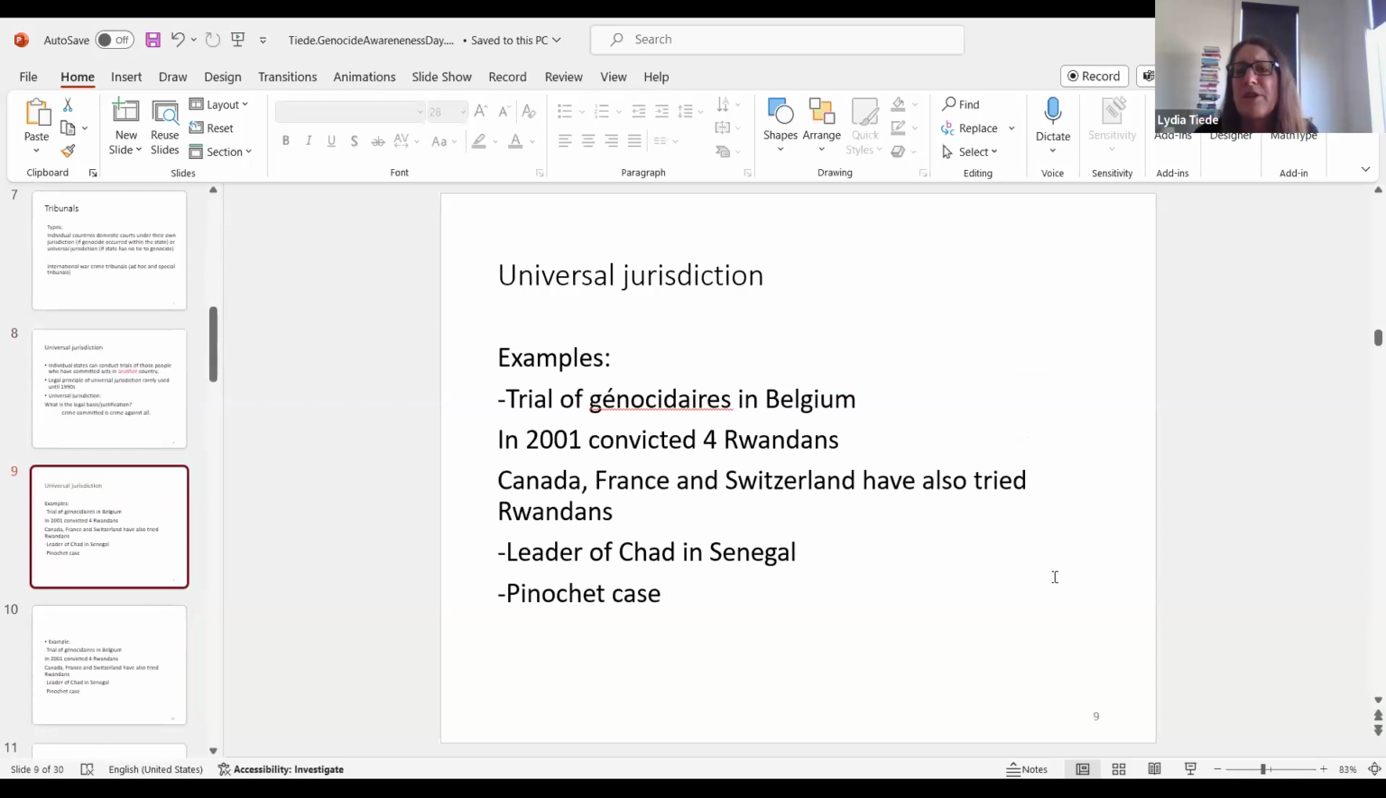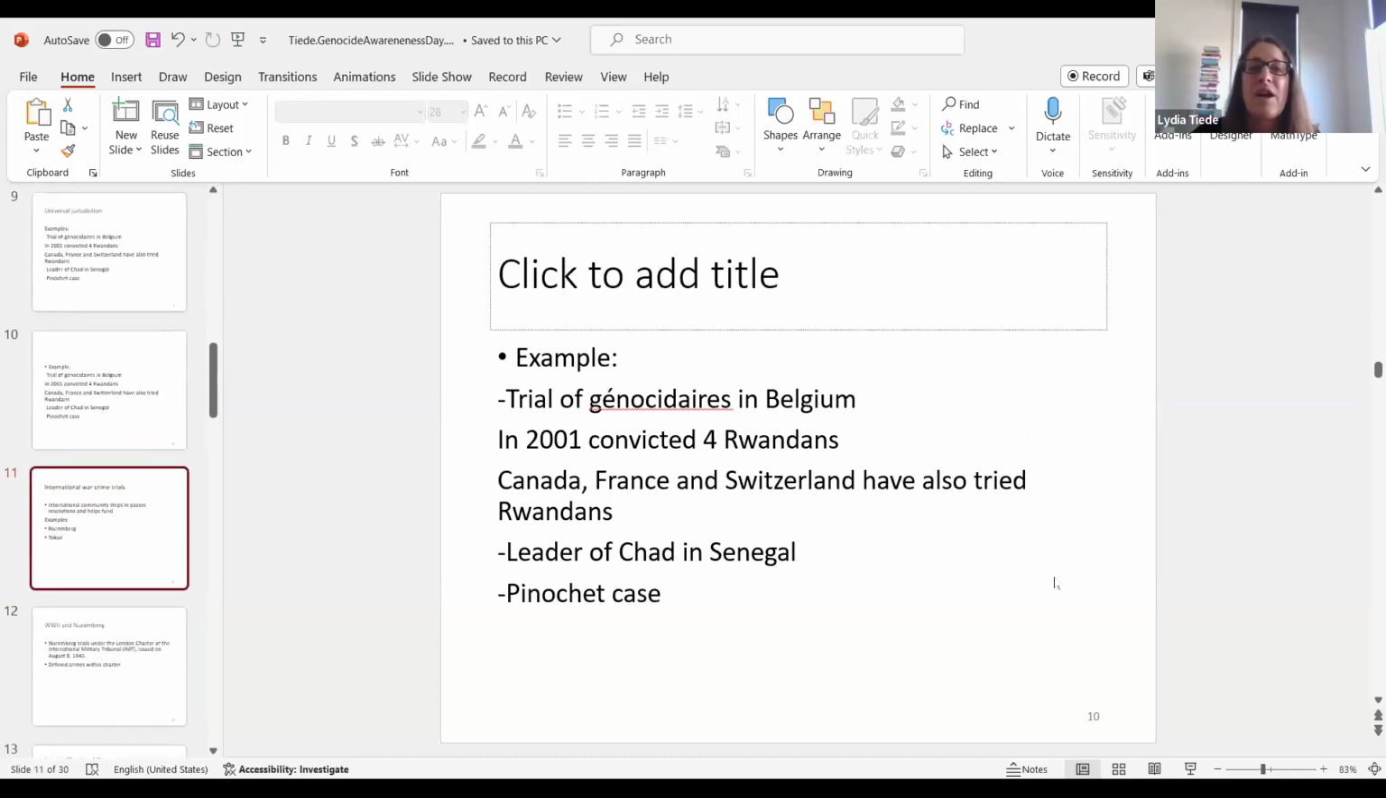So just to be aware of, we have these cases in Belgium, Chad. The leader of Chad was actually prosecuted in Senegal under the universal jurisdiction. Pinochet, we had some issues with him, but as far as him getting sent back to Chile, we have these Rwandan cases. I have Canada, France, Switzerland, and also the US did prosecute them under this principle. All right.